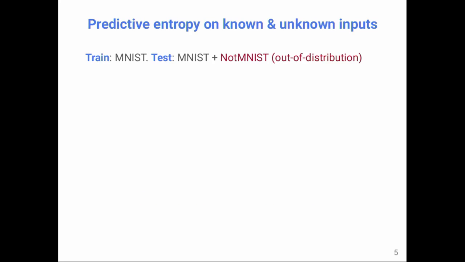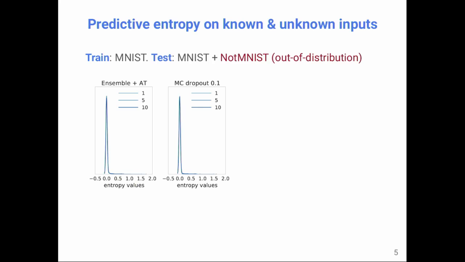In the next experiment, we estimate predictive entropy on known and unknown inputs, which was what I mentioned at the beginning of my talk. We train on MNIST. We first test on the usual MNIST, and as a measure of predictive uncertainty, we measure predictive entropy. Lower predictive entropy means the network is very confident in its predictions. On the known test set, of course, the network is going to be very confident. What I'm plotting here is the histogram of the predictive entropy on the test set as you vary the number of networks, with the ensemble on the left and MC dropout on the right. You see that the network is still pretty confident.